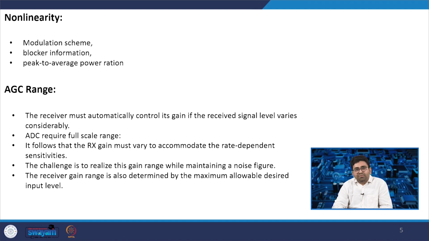The nonlinearity also depends upon what kind of blockers are going to come, in-band blockers or out-of-band blockers. While discussing the low noise amplifier, we considered one example also. So based on that, the IIP3 or 1 dB compression can be identified. It depends upon the peak to average power ratio for OFDM signals. So the numbers for nonlinearity can also be calculated by using all these parameters.